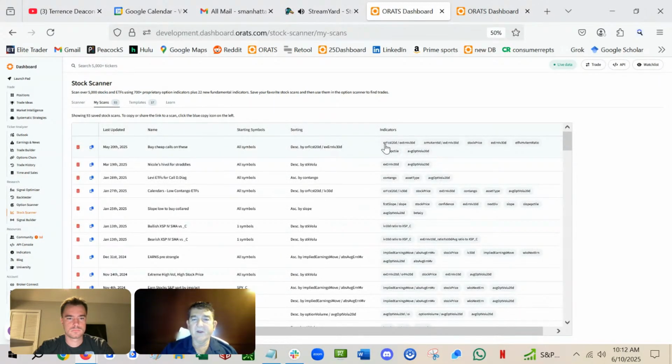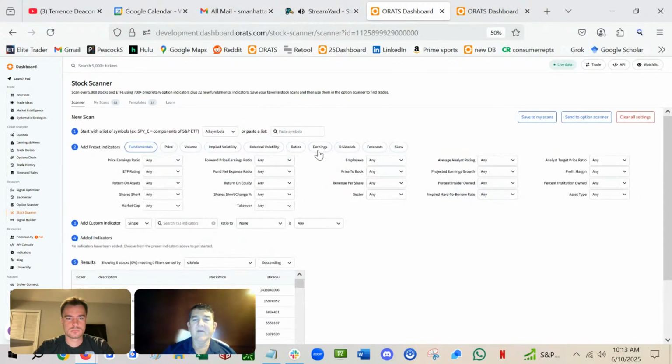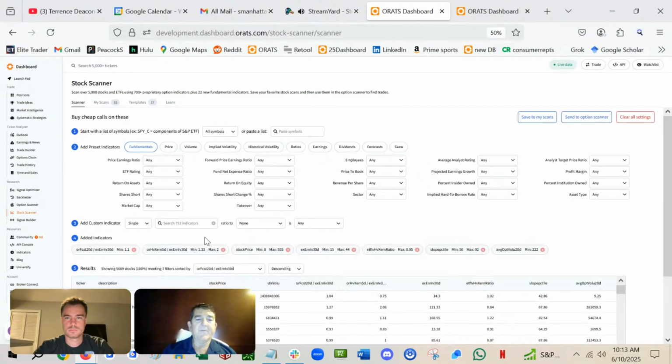One of the criteria is the ORATS forecast divided by the earnings implied volatility. That's one of the criteria you'll want to put in there. I also have average option volume, because I want there to be a fair amount of trading going on. Then there's the slope, which has to do with what we saw in Apple. If we're buying cheap calls, we want the put slope to be steep, so the puts are expensive and the calls are cheap.